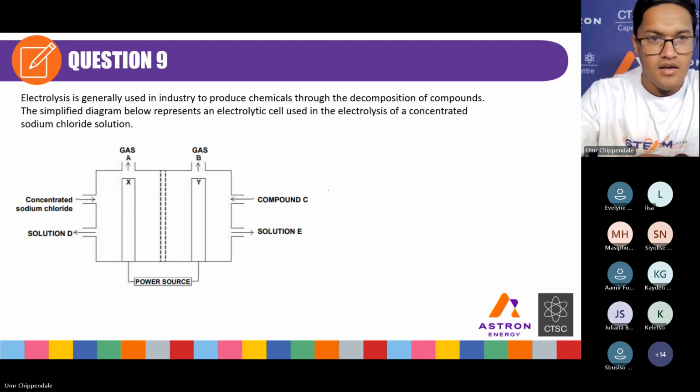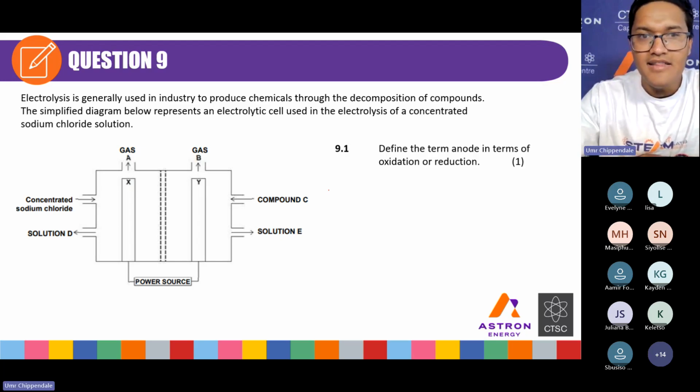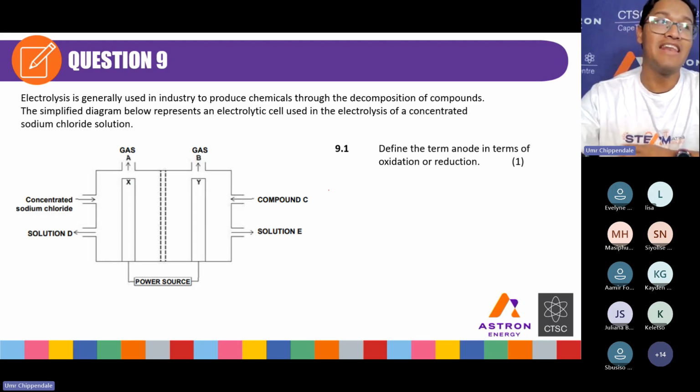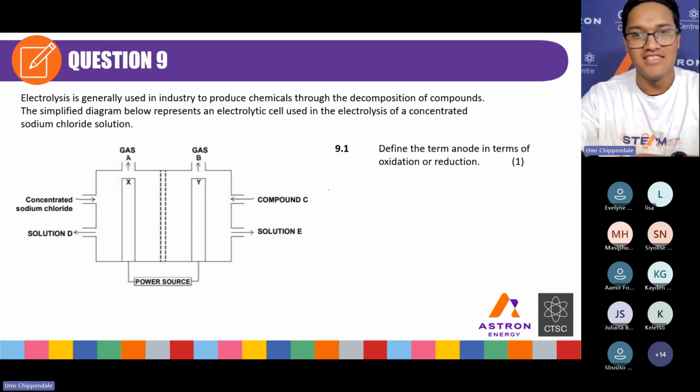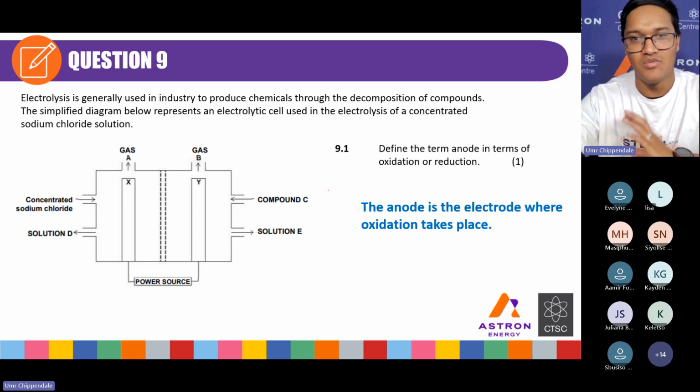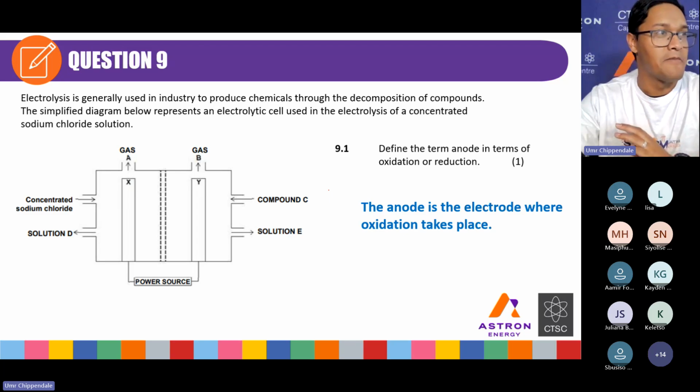Moving on. 9.1. Define the term anode in terms of oxidation or reduction. By now you're probably remembering already, Red Cat and An Ox. Remember it's An Ox, so we know oxidation takes place at the anode. So therefore this answer is: the anode is the electrode where oxidation takes place. See, I'm not just making up these shortcuts.